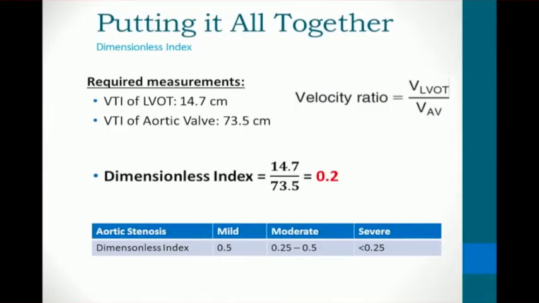So let's put it together. Let's start with dimensionless index. We will simply take the ratio of the LVOT VTI and aortic valve VTI. It's essentially the continuity equation without the worry of the LVOT diameter. We get a ratio of 14.7 over 73.5, and our dimensionless index is 0.2. This is consistent with severe aortic stenosis.